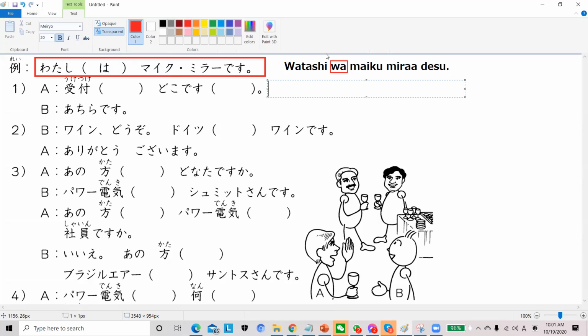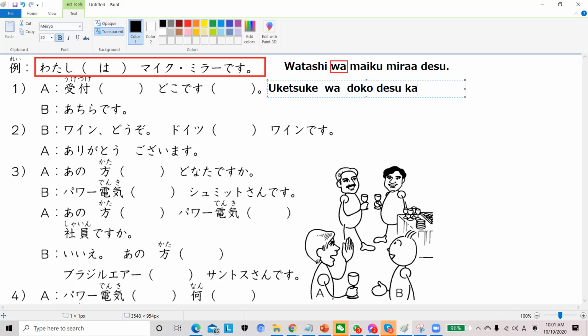Can you read the sentence? 受付はどこですか？ Uketsuke. One more. 受付はどこですか？ Okay, very good. So what is the first answer? What particle are we going to use? は wa and か ka.